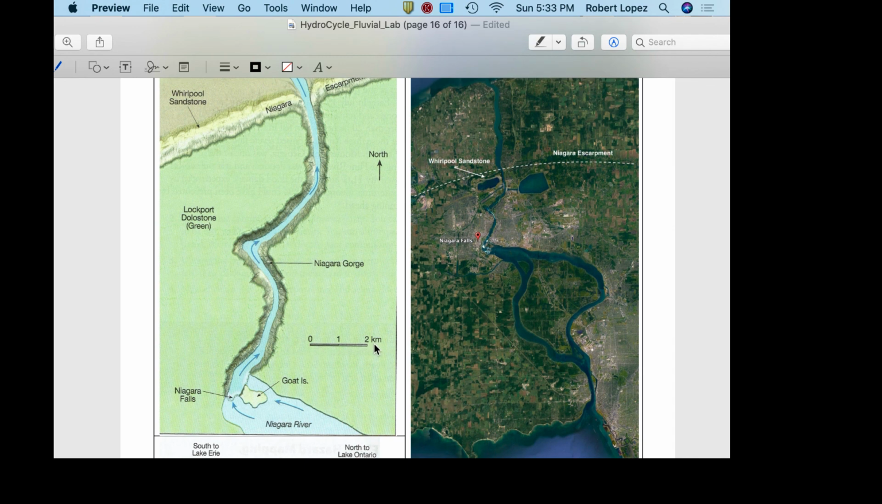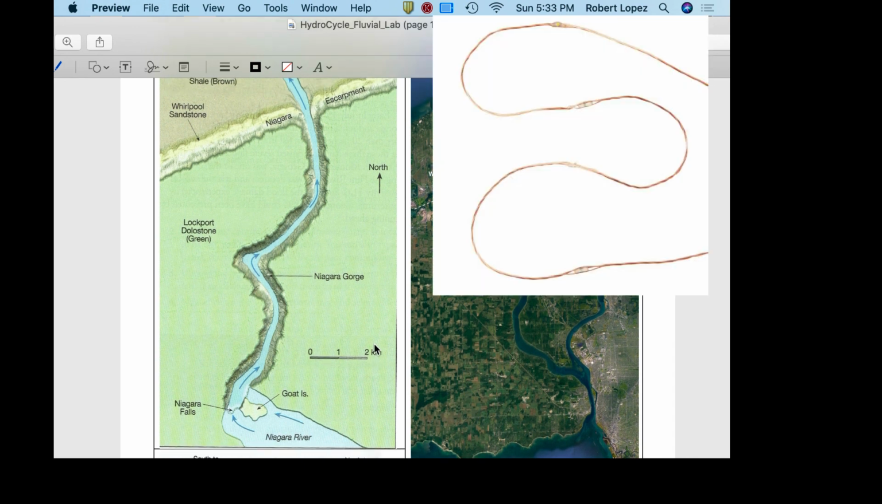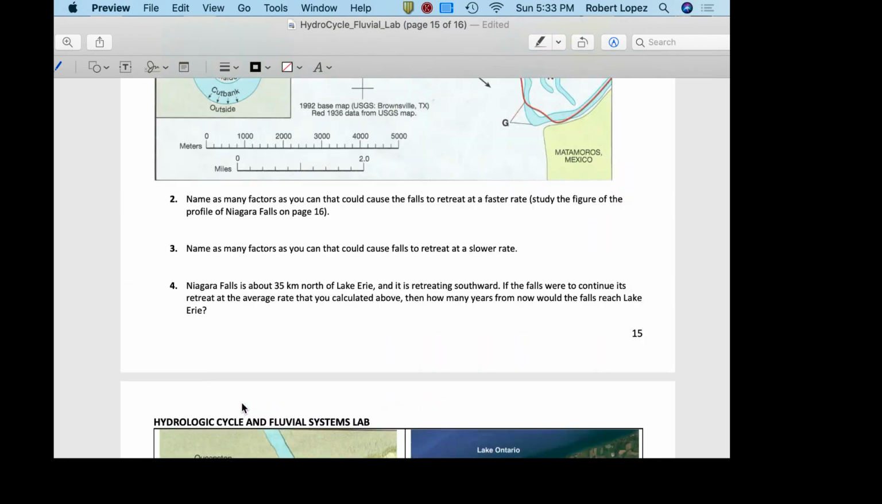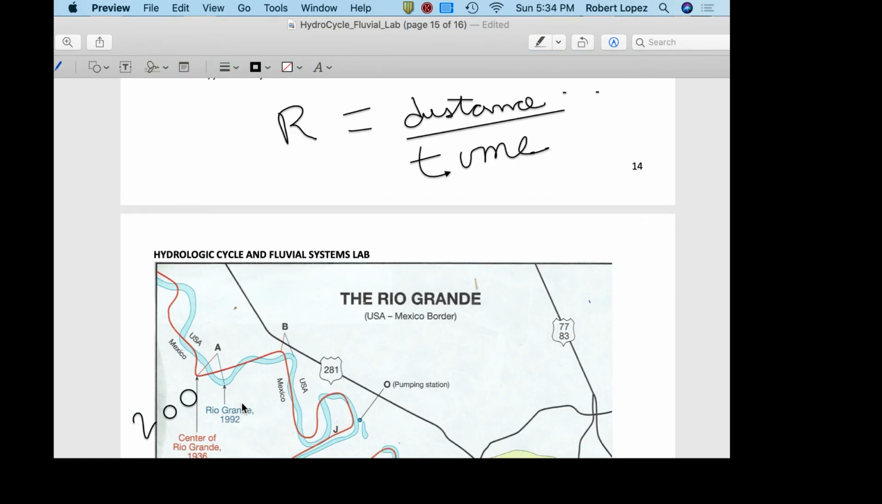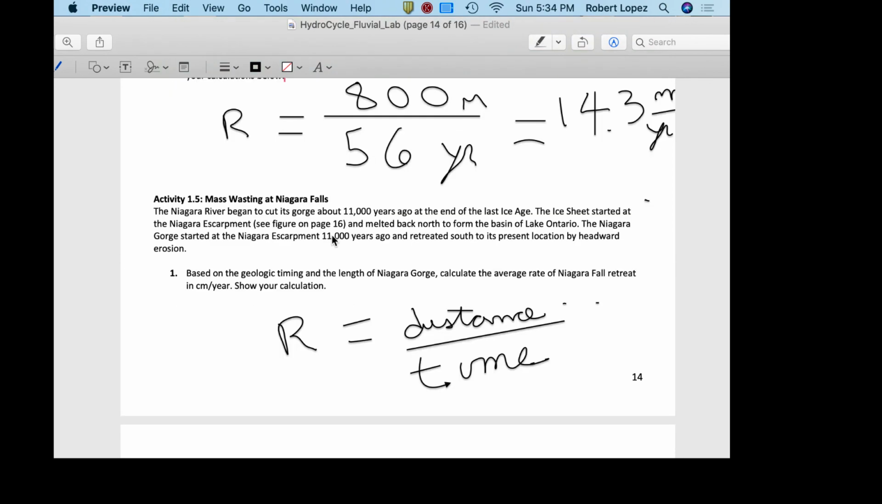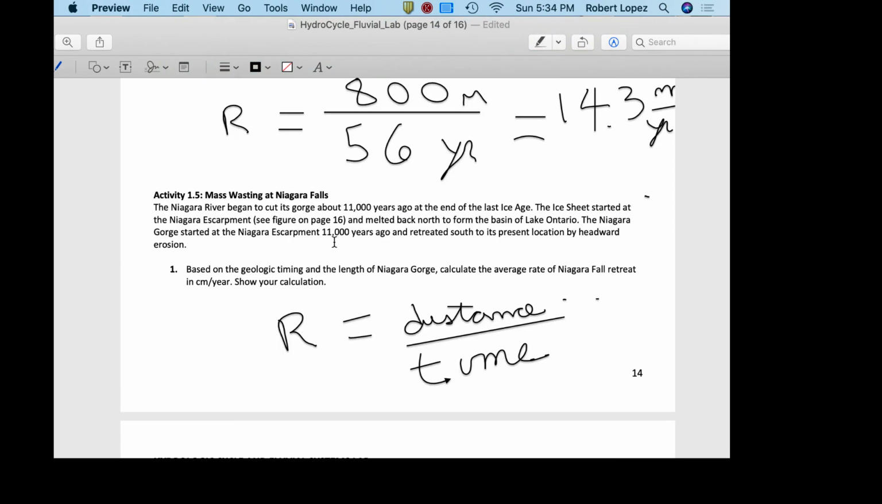For Niagara Falls, there is a scale here. In this case, you're going to need to use a string or shoelace or something to measure this curvy path, and then stretch out that string or shoelace along this distance, figure out how many kilometers between the escarpment and the current position of the falls, and then divide that by the 11,000 years. Once you do that, you'll get the rate for the problem. But there's a tricky part here.